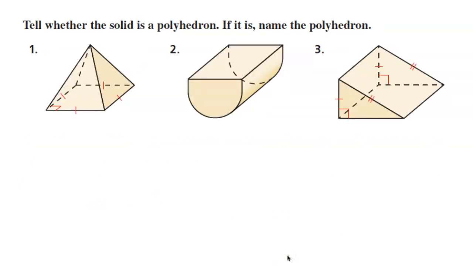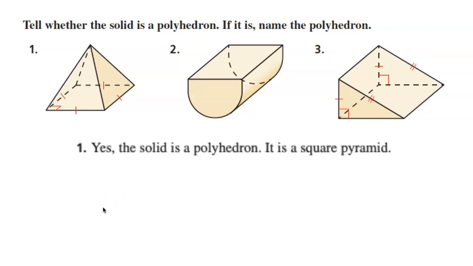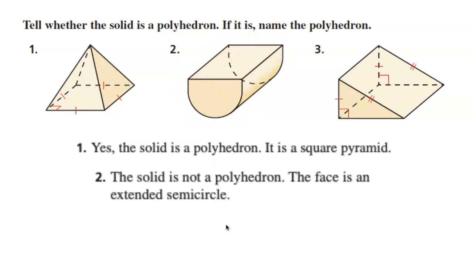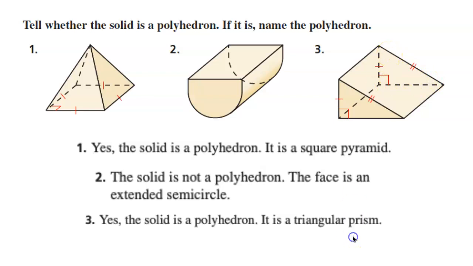All right, a couple more. Number one, what do you think? Yes, it is a polyhedron because it would be a square pyramid. Number two, well, you have a polygon here, which appears to be a rectangle, but then because of the curved surface, that would not be a polyhedron. And then this one over here, it is a polyhedron. What do you think we'd call that? Well, the bases are actually the triangles right here, and then the lateral face is a rectangle, so you'd actually call that a triangular prism.